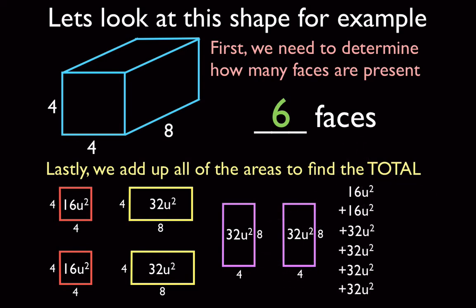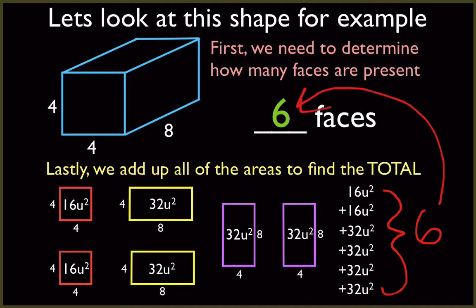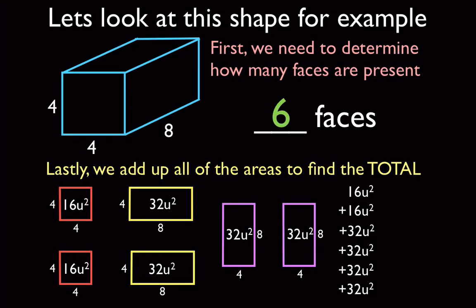16 plus 16 plus 32 plus 32, 4 times. Now notice, I'm going to count. I have a total of 6 objects. That's important because that matches up to our original faces. If we're missing any of that, then that'll tell us we forgot a face of the figure. Add that up, you get a total of 160 units squared.